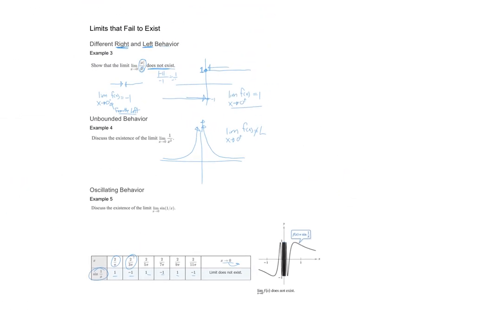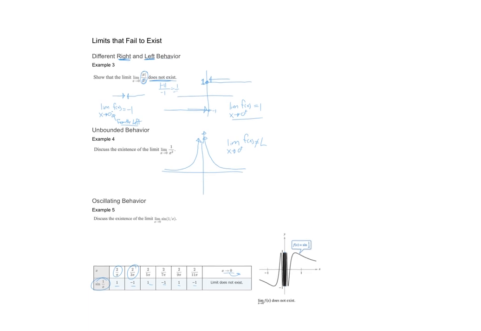So again, 3 different ways the limit fails to exist. Different right and left behavior. Unbounded behavior, meaning we're going to infinity, or maybe to negative infinity. And oscillating behavior. These 2 are the most common ones we'll work with, but it's good to be aware of the oscillating behavior one.